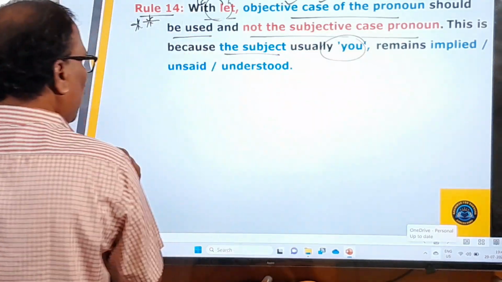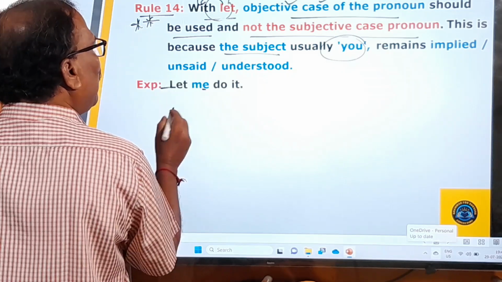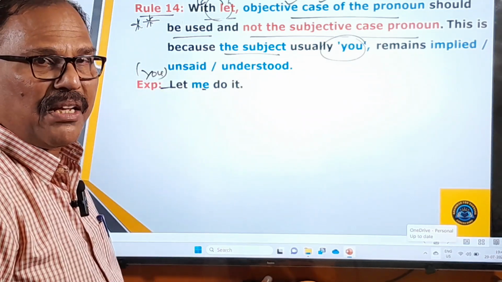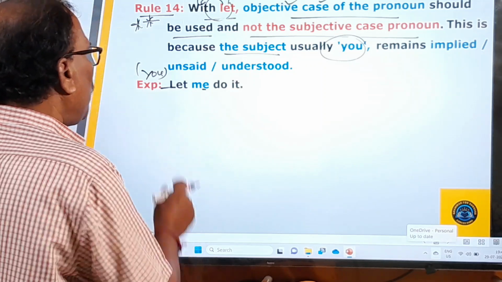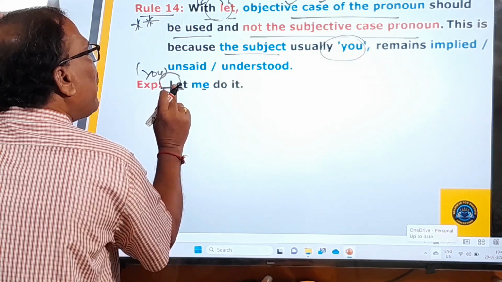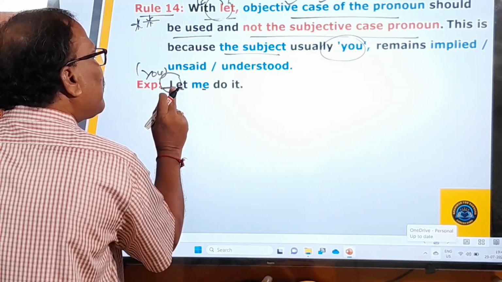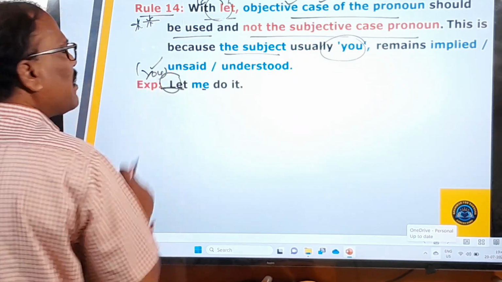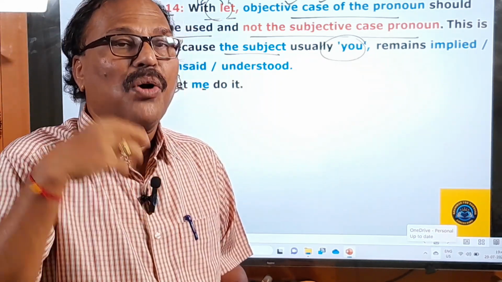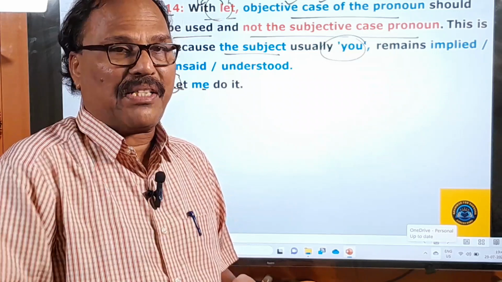For example, here I'll give you some examples. Let me do means here you is omitted. You let me do it, that is the meaning of that. So this let is the beginning base form verb. It's an imperative sentence. In all imperative sentences, you, the second person, is omitted, because we speak imperative sentences only to the second person.